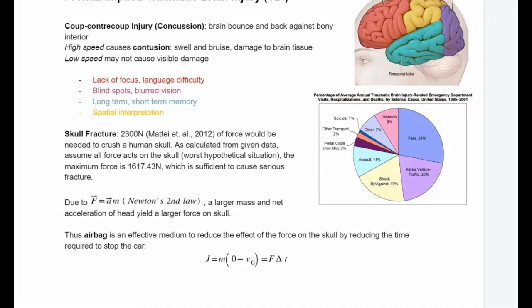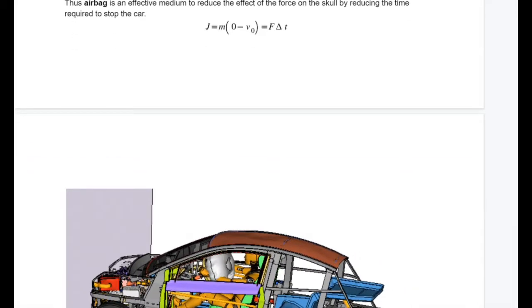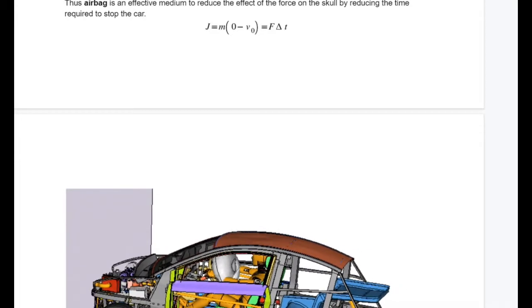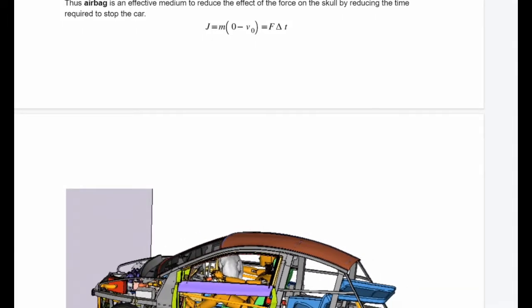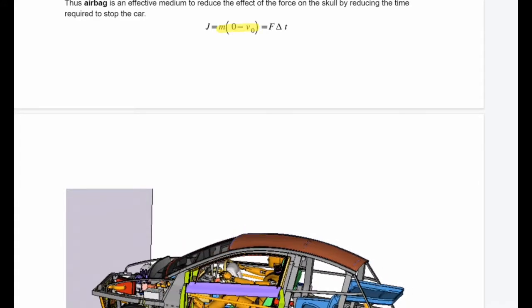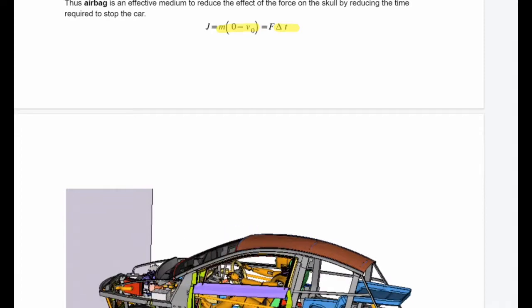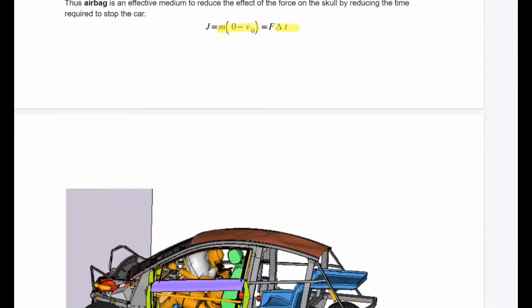And here's a graph that represents how common it is in traffic that TBI is happening. A solution to this is the airbag. It is really effective at reducing the force on the skull by increasing the time required to stop. This is depicted in the impulse equation: the total impulse remains the same, the mass is the same, and the initial velocity is the same. But while we increase the change in time, the force is going to reduce. That's going to help us avoid some of the tissue damage.